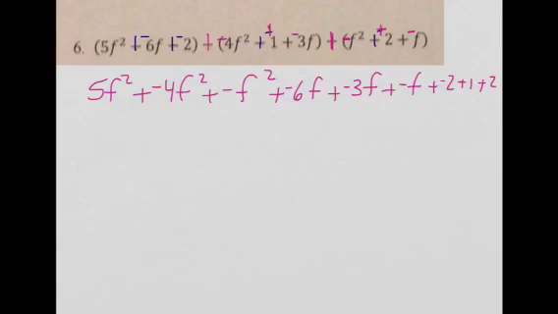All right, so let's look and see what we have. We have a positive 5f squared, a negative 4f squared, and a negative 1f squared, so that's going to zero pair out. Then I have a negative 6f plus a negative 3f, that's negative 9f, plus a negative 1f, so that's going to be negative 10f. Now I have a negative 2 and a positive 2, so those zero pair out, so then it's going to be just plus 1.